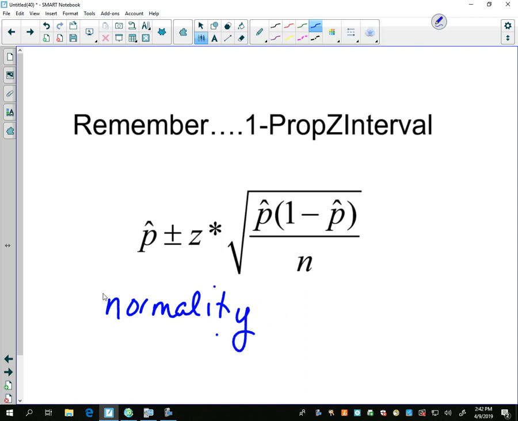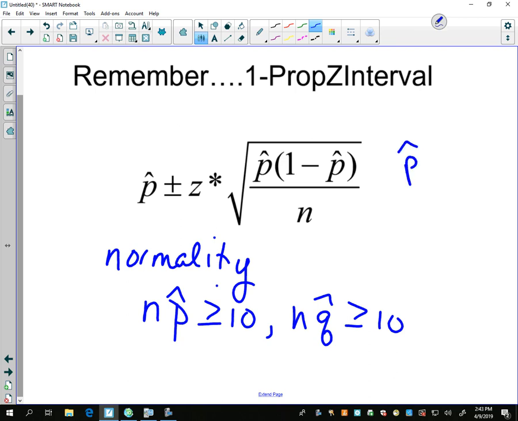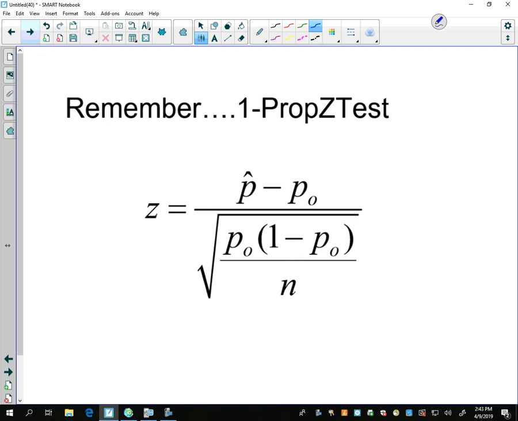The normality condition for this was, remember, n times p hat is greater than or equal to 10, and n times q hat is greater than or equal to 10. So that was the one prop z int. And we use p hat in our standard deviation because when we calculate an interval, we're trying to estimate where the true proportion lies. So you don't know the true proportion, which is why you're using the p hat and calculating a standard error.